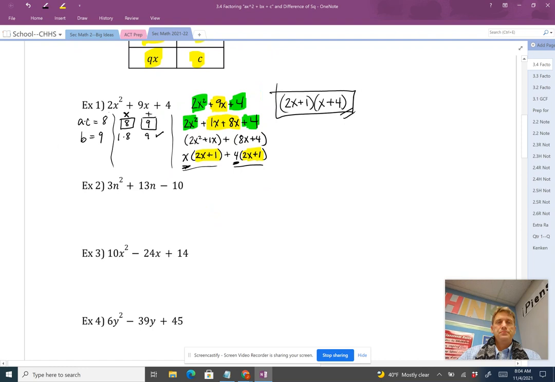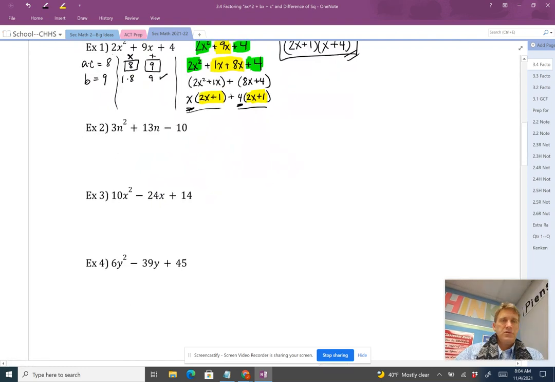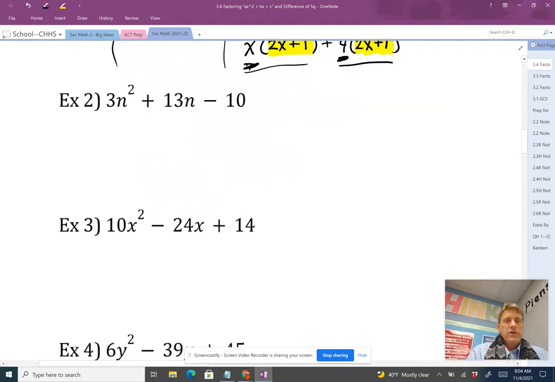All right, let's take a look at number 2. We'll do one with the box. So again, first thing we want to check for is a greatest common factor. We have 3n squared plus 13n minus 10. None of them have a common factor.